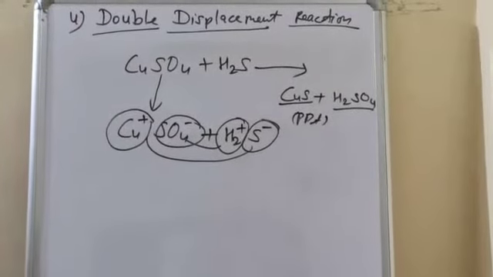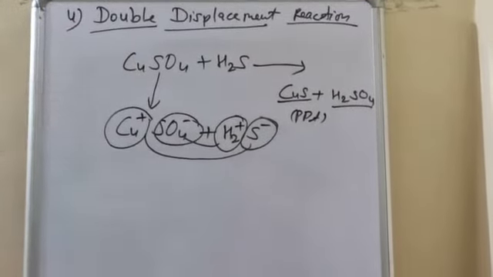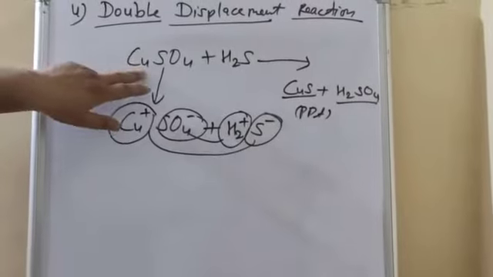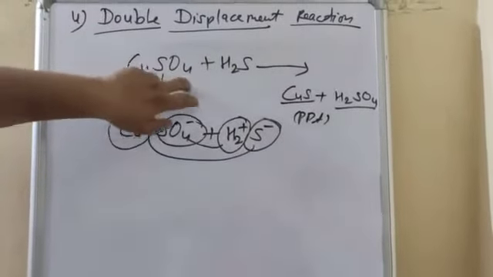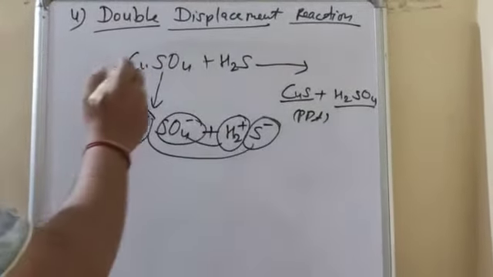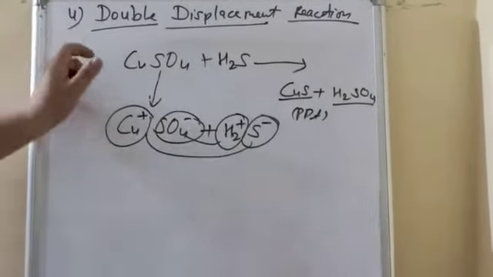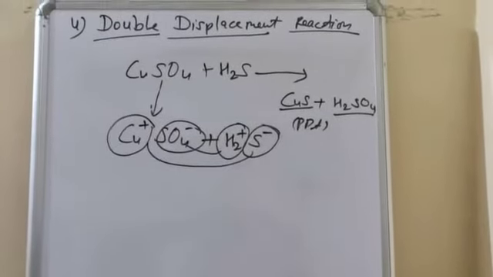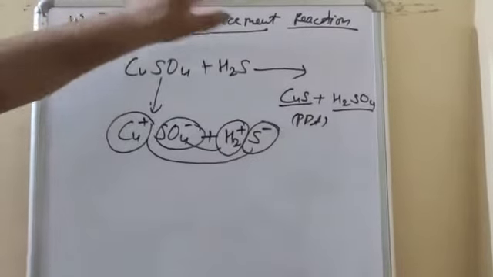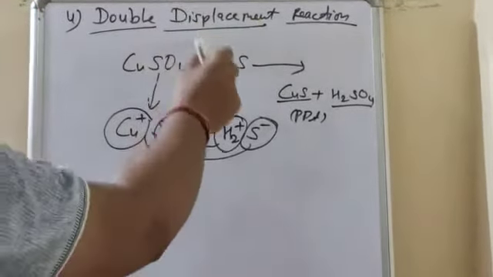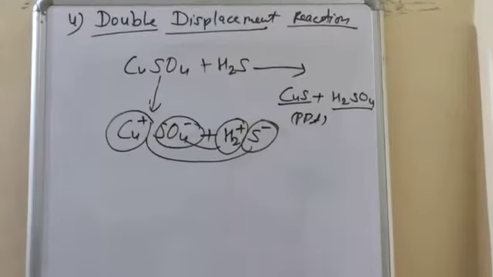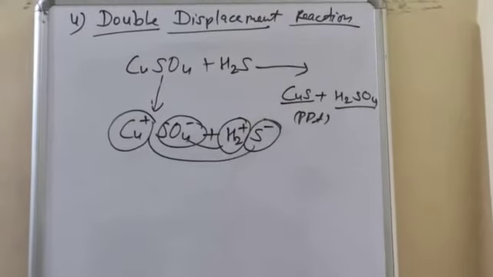So just note it down. In every compound, one is a metal and another is a negative charge ion. So one ion is positive charge and another ion is negative charge. So this positive ion will combine with this negative ion and this positive will combine with this negative ion. Just keep in mind in every double displacement reaction.